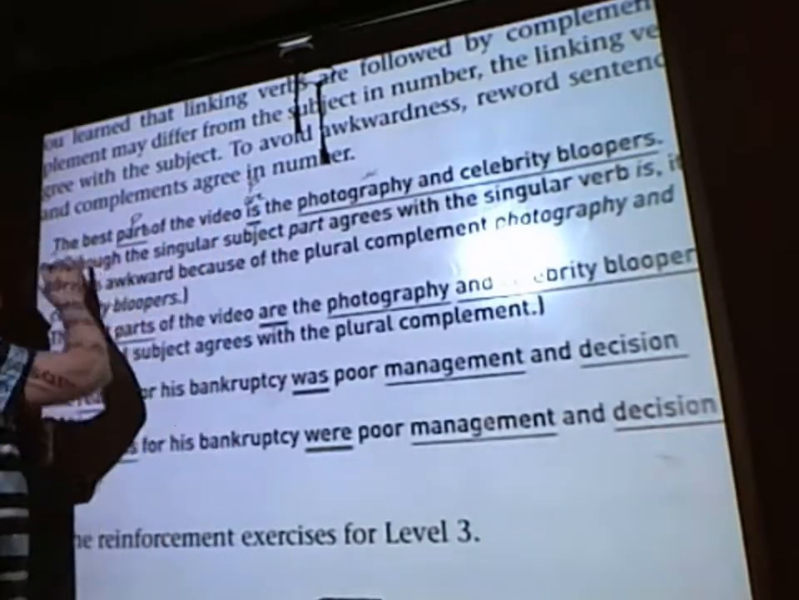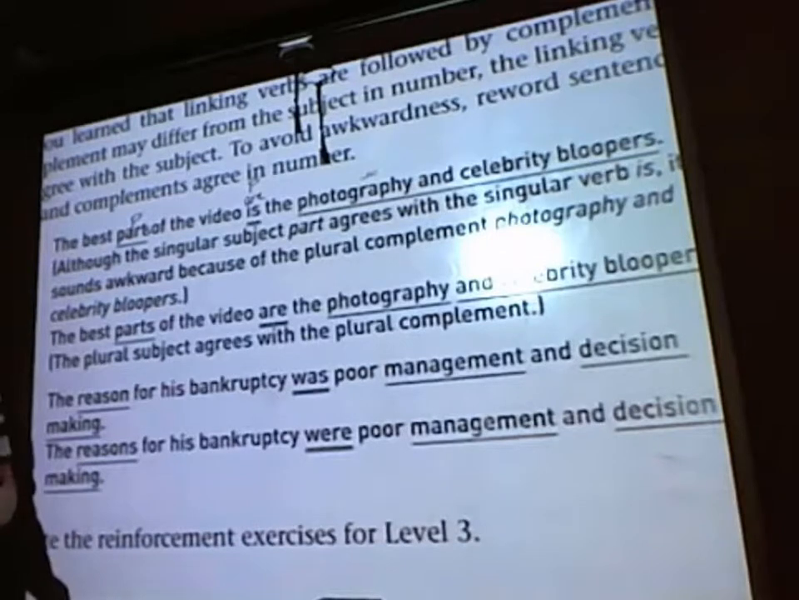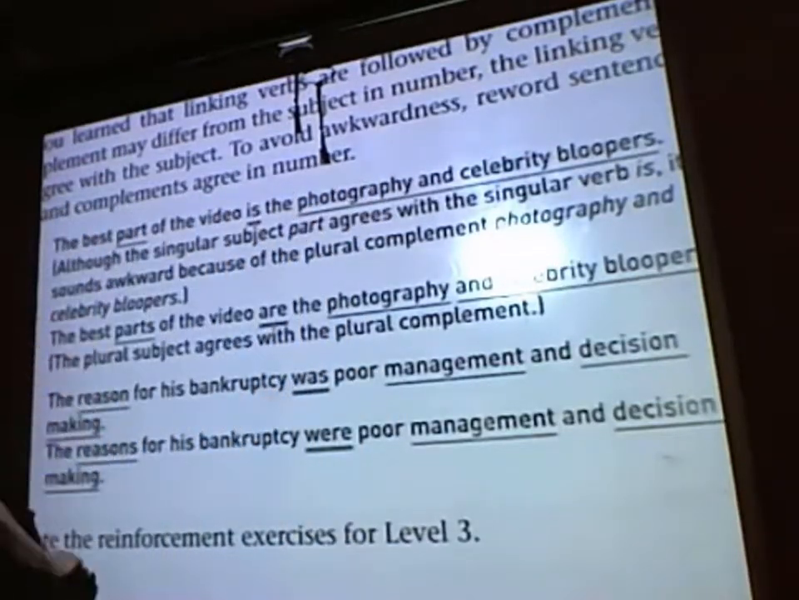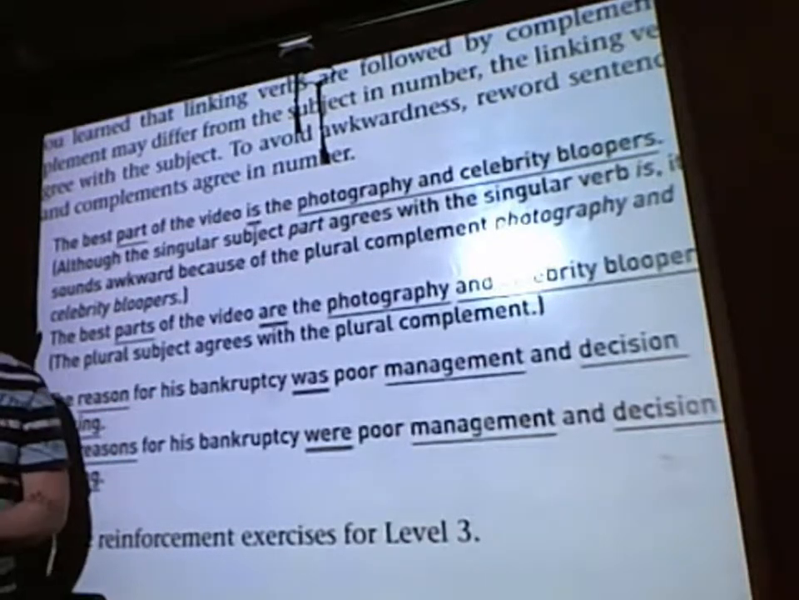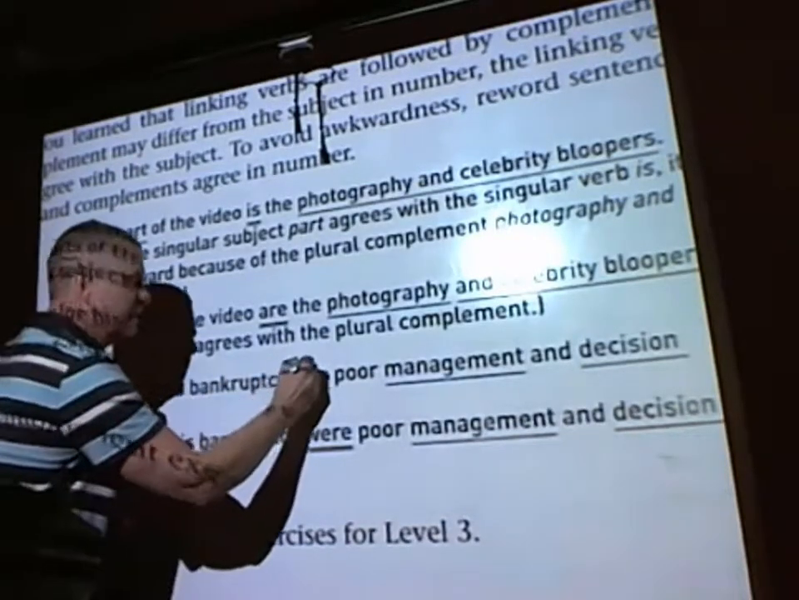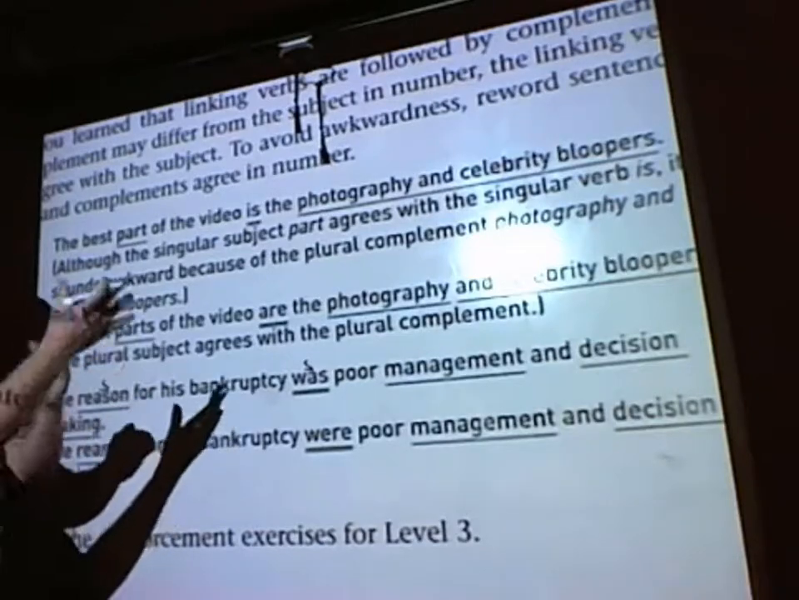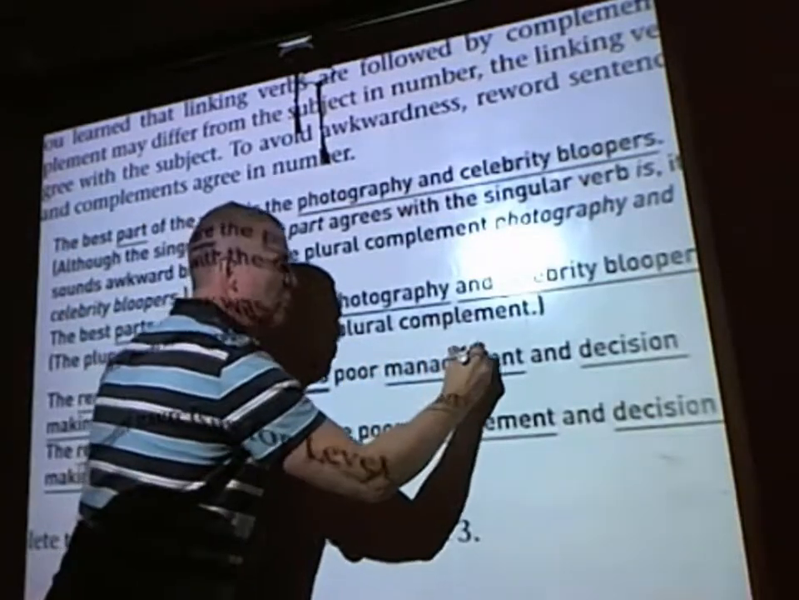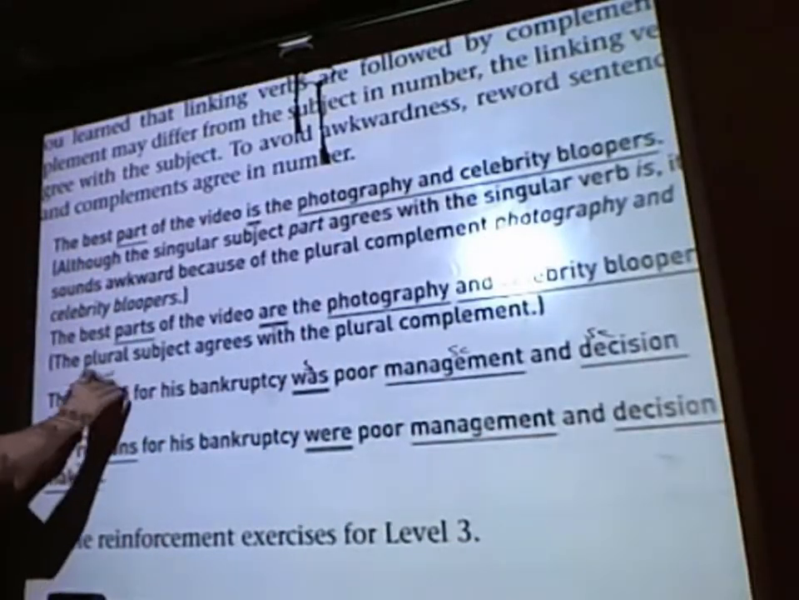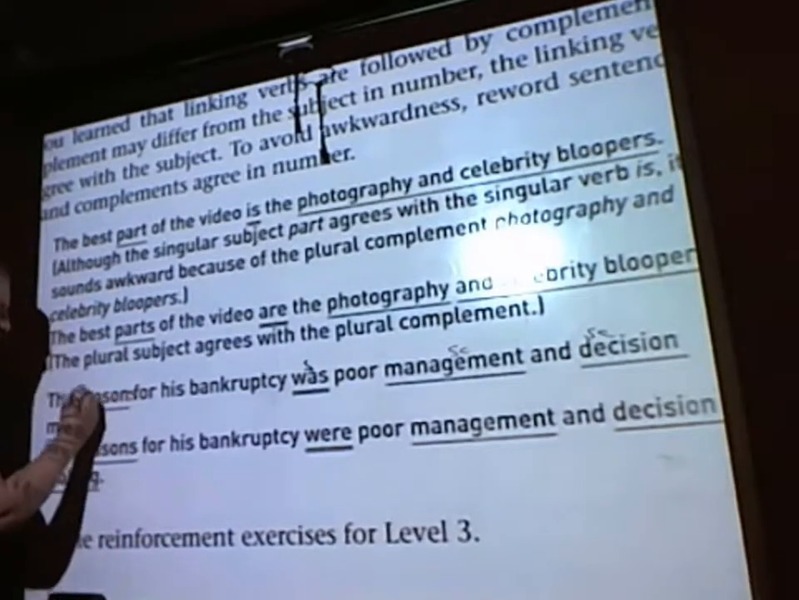Okay, this next one. The reason for his bankruptcy was poor management and decision making. So you can probably see how these are easy errors to make. Reason is singular, was is singular, and what or who: management and decision making. So here are your subject complements. You have two of them, but they don't support your subject, which is singular, when you have plural subject complements. So you have to change reason to reasons to make it plural, and then were to make the verb plural to support the subject complements that are plural, as indicated in this next area here.